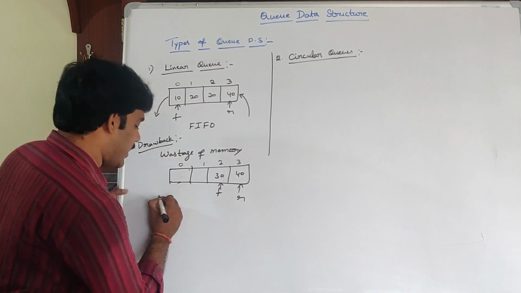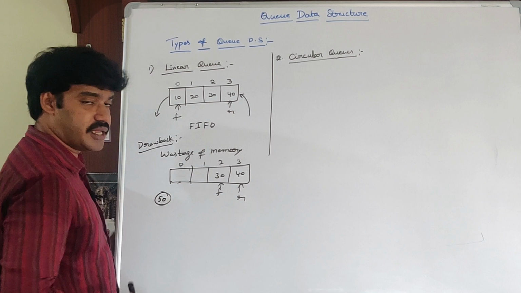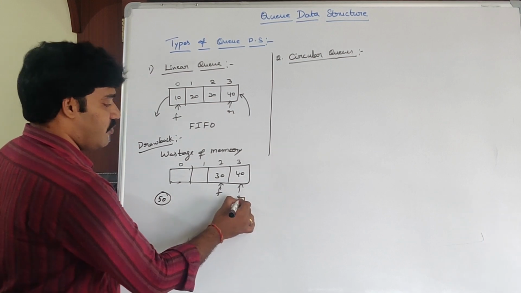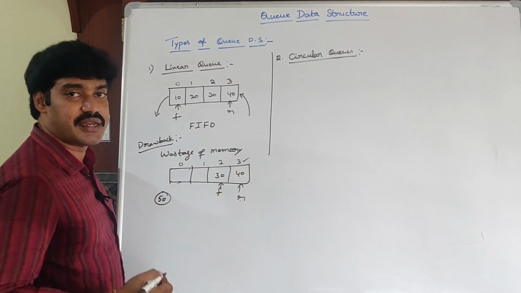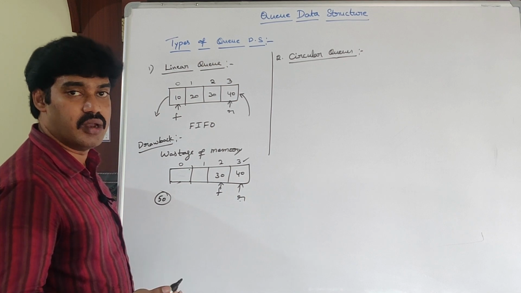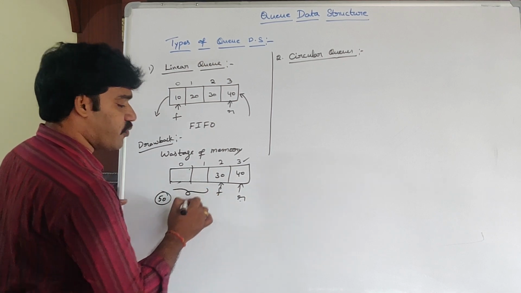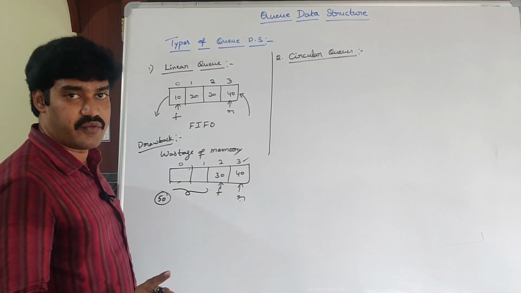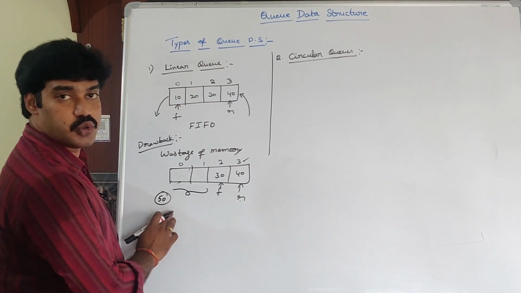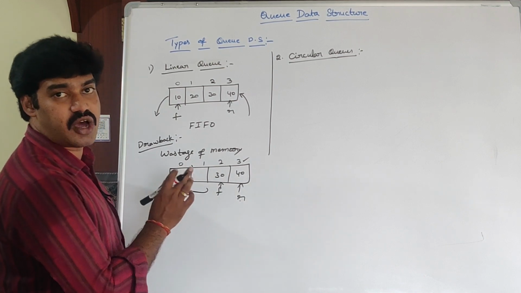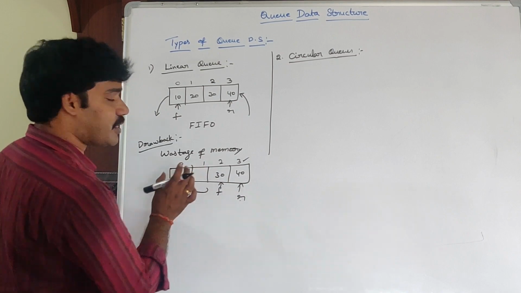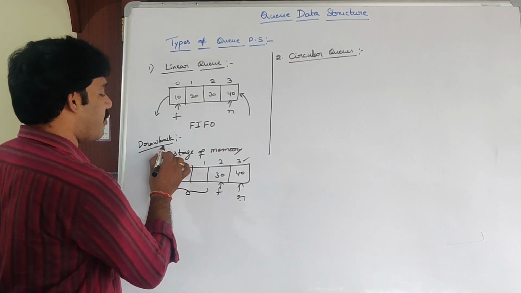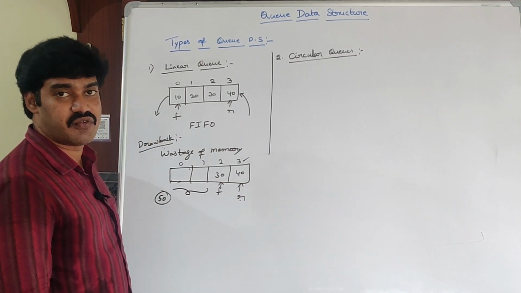If I want to insert an element 50 into the queue data structure, is it possible? When rear reaches max size minus 1, that indicates our queue is full. But actually the queue is not full. Even though the queue is not full, it displays the message as queue is full. That means it is not possible to insert an element into the queue data structure. That is the drawback of a queue data structure, wastage of memory.